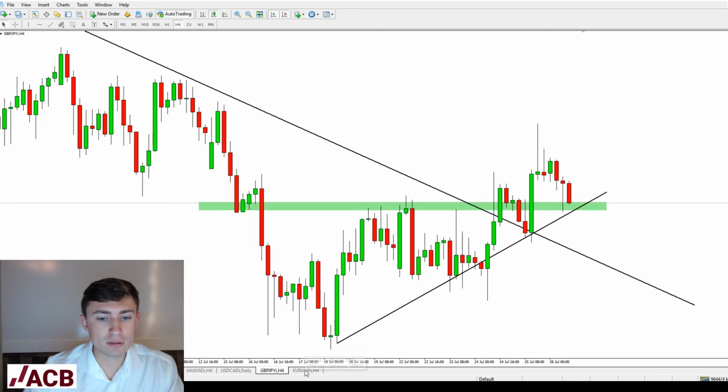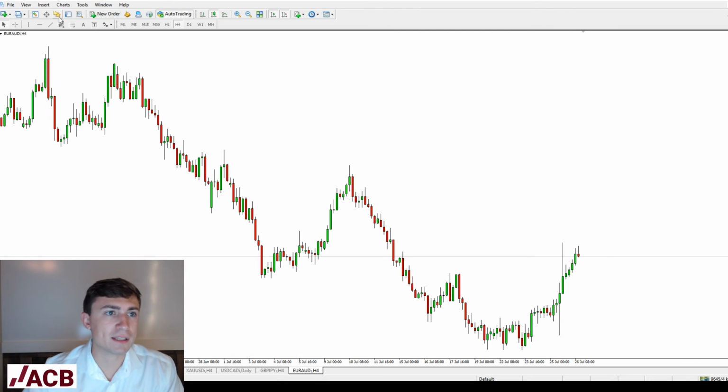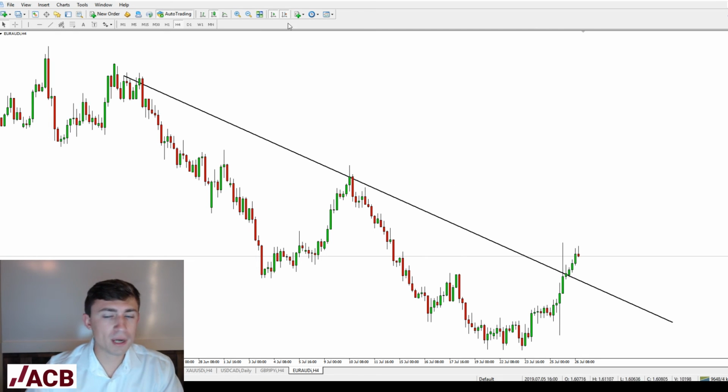So finally, let's take a look at Euro Aussie. I do have an interesting topic that I just want to cover on this currency pair, and that is, you can see here, price is currently breaking out of a very strong trend line that we have seen playing out for quite some time.